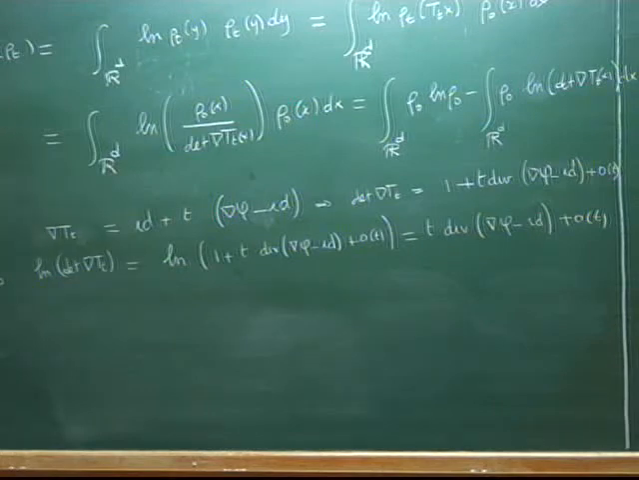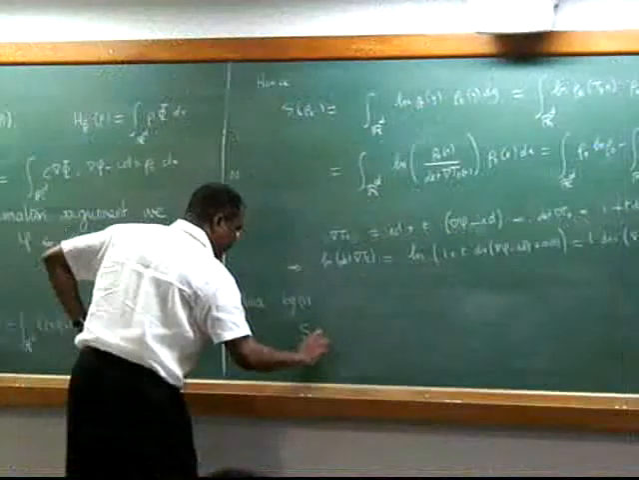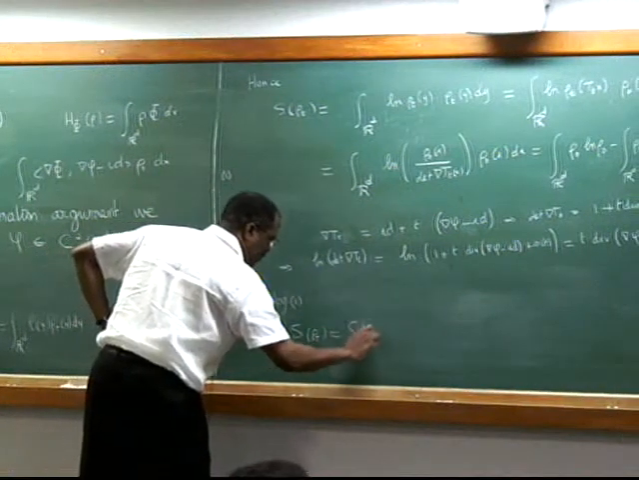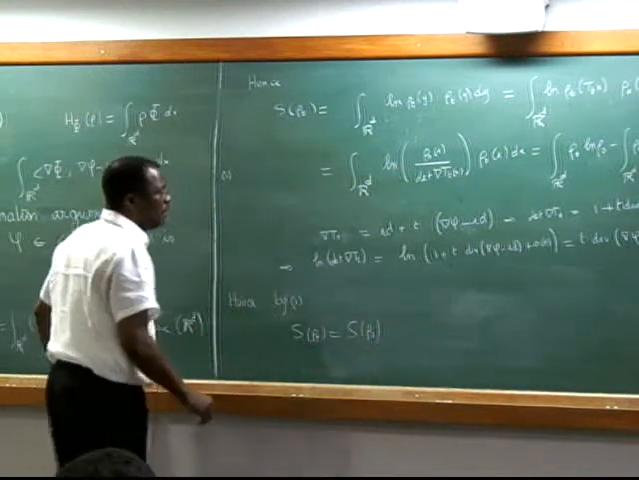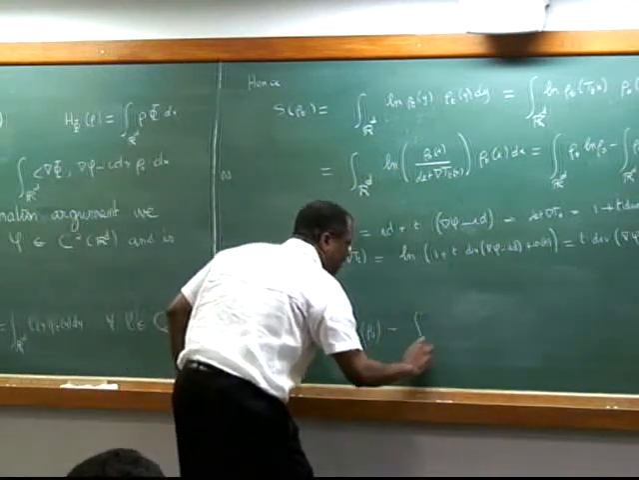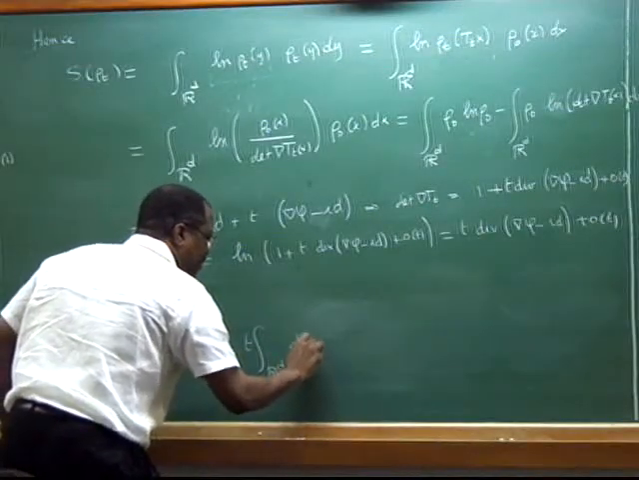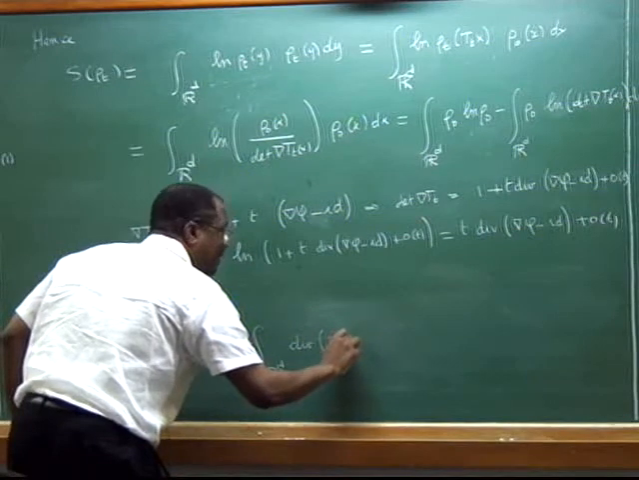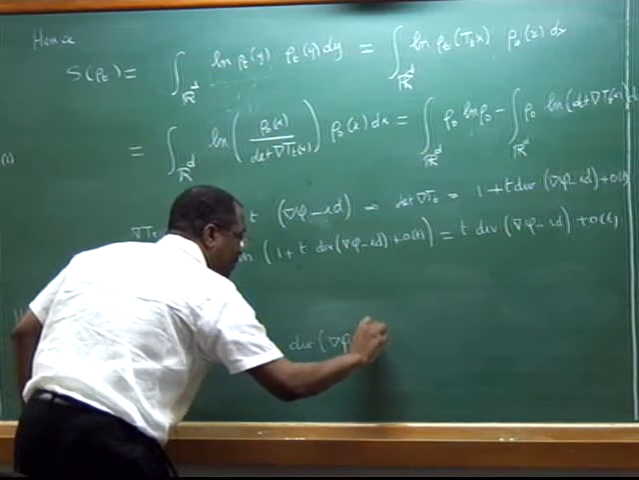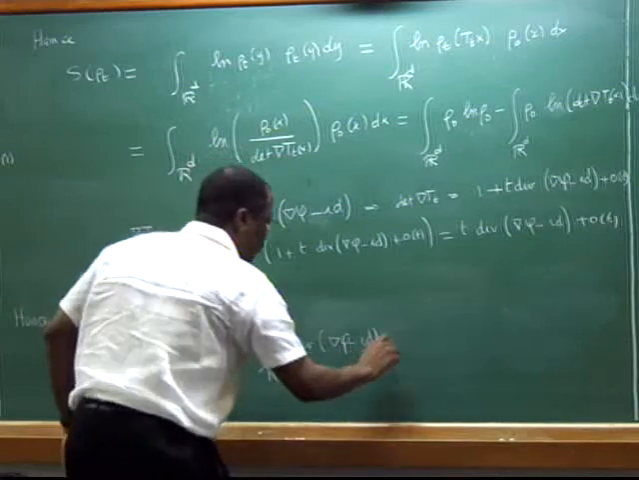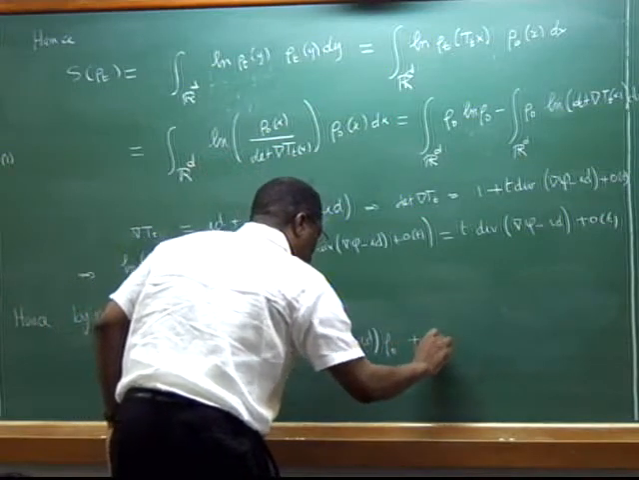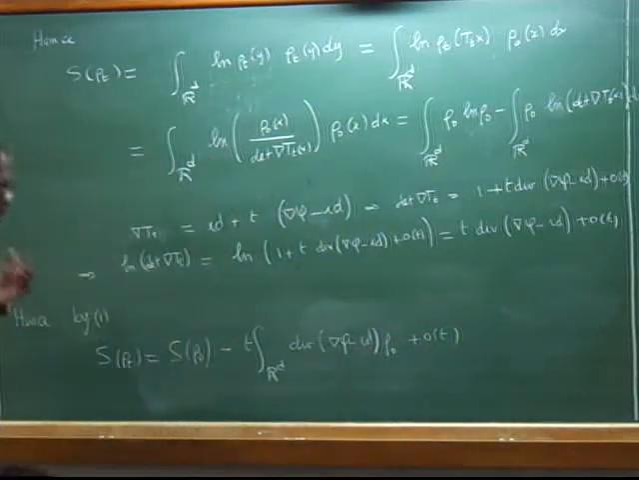So if I put that back, hence, by 1, S of rho t is S of rho naught minus the integral over Rd of t times the divergence of the gradient of phi minus identity, times rho naught, plus little o of t. Now I can integrate by parts.